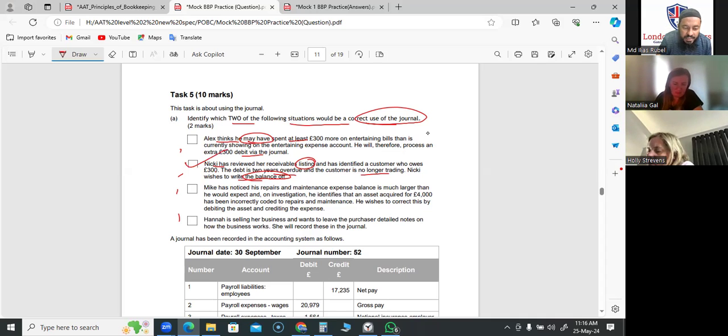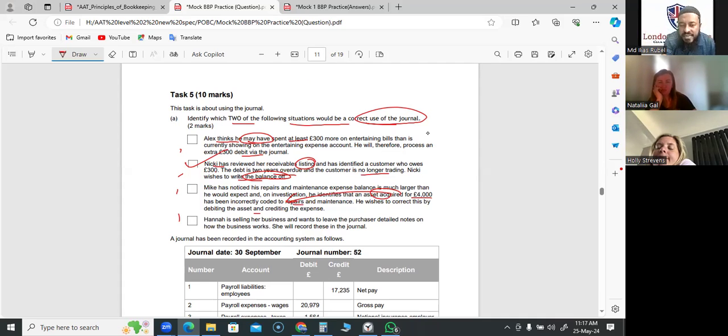So that's the answer. Mike has noticed his repairs and maintenance expenses are much larger than he would expect. On investigation, he identifies that an asset acquired for 4,000 has been incorrectly coded to repairs. It looks like an error of principle. An asset written into the expense, error of principle, do remember. He wishes to correct this by debiting the asset and crediting repairs.